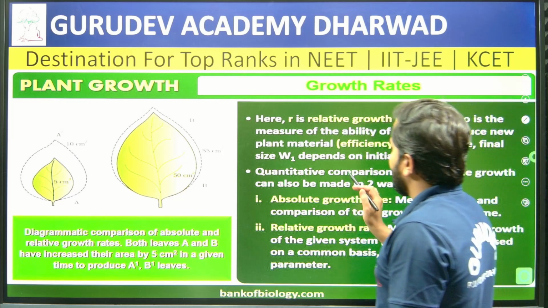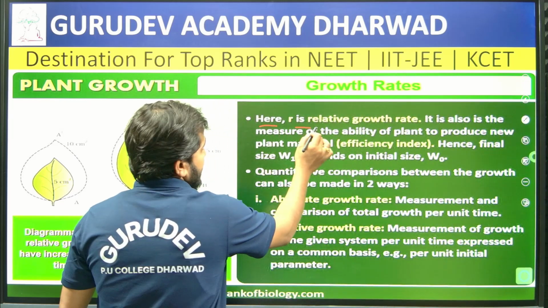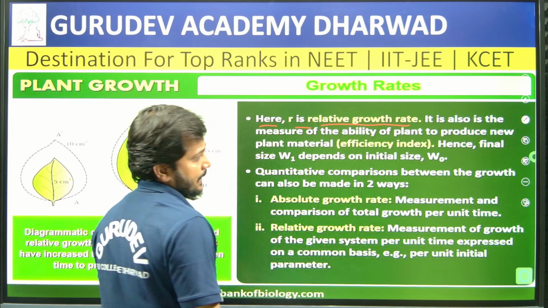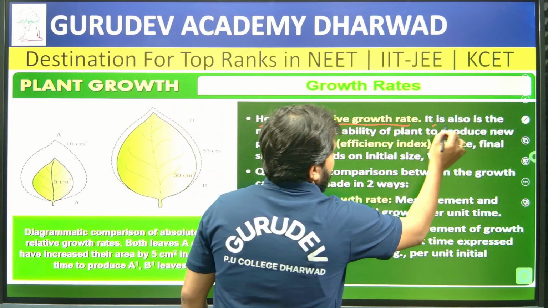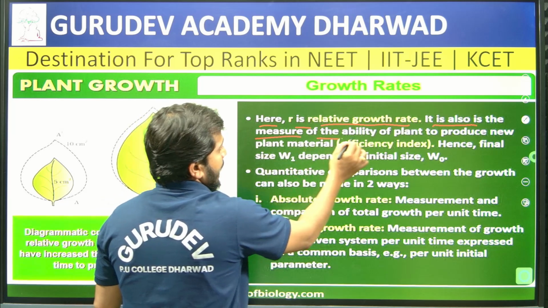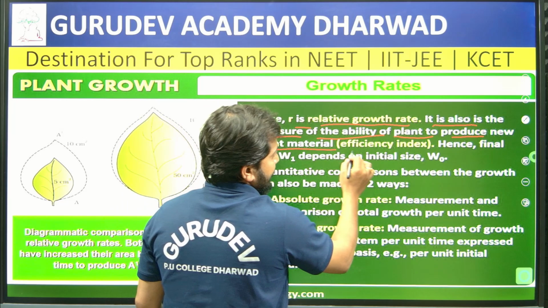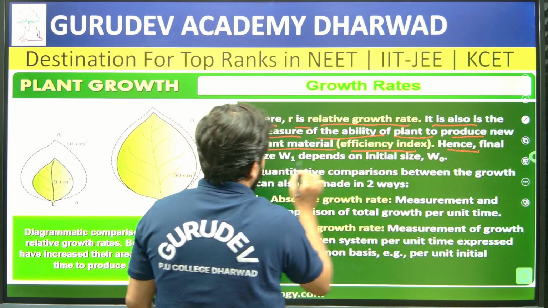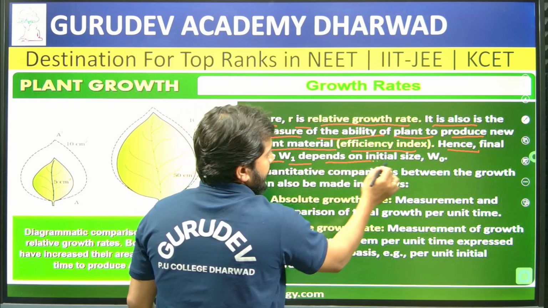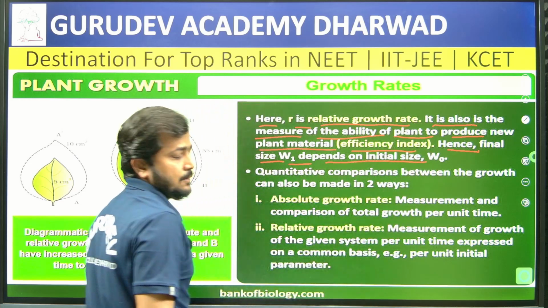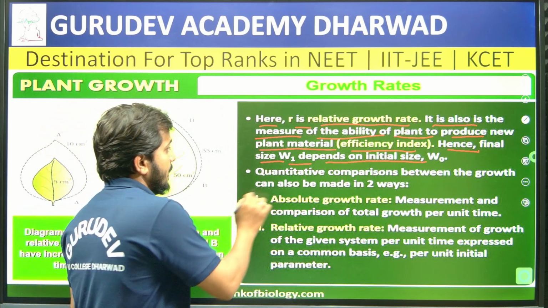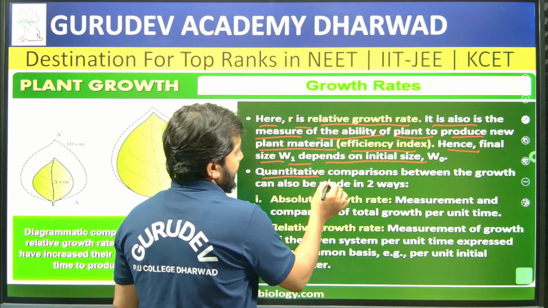Now overall, r is the relative growth rate, and it is also the measure of the ability of the plant to produce new plant material, that is, the efficiency index. Hence the final size W1 depends on the initial size, which is W naught, right?